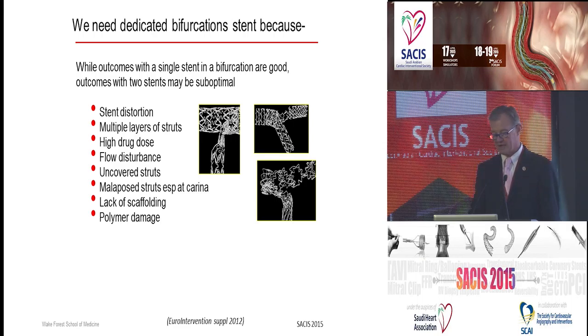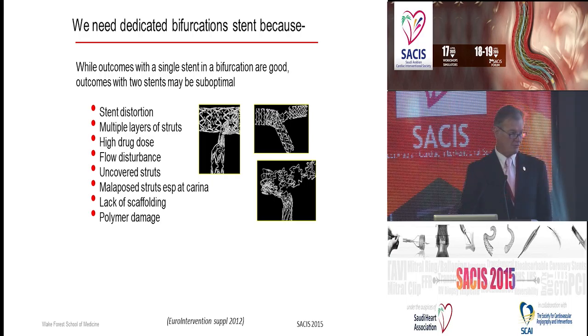When we looked at two-stent techniques, what are some of the issues that we have? We get stent distortion, as shown here in some of these photomicrographs of models of stenting of the side branch. You end up with multiple layers of struts when we have drug-eluting stents. It's challenging to understand what effect that is going to have on healing. We end up with flow disturbances, uncovered struts, lots of malapposition, and in short, it's just a mess.